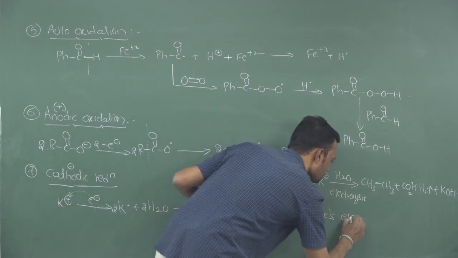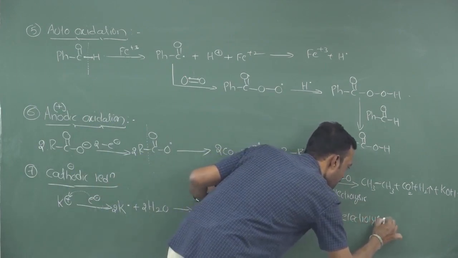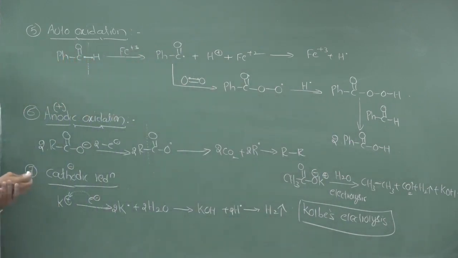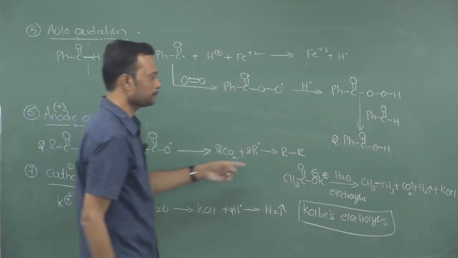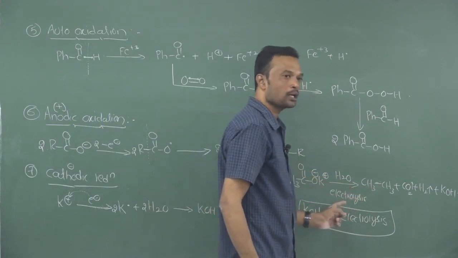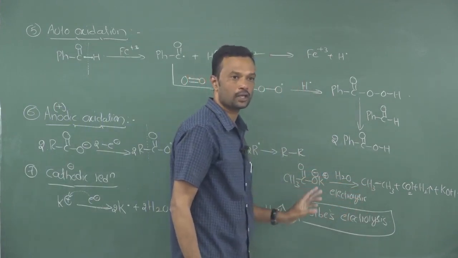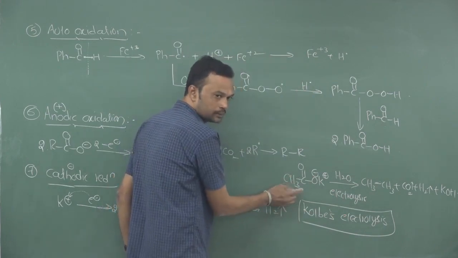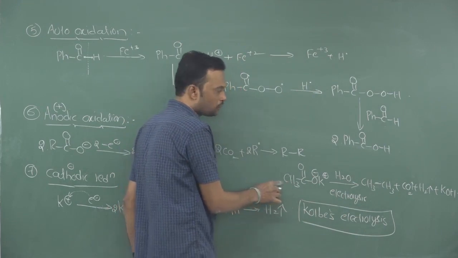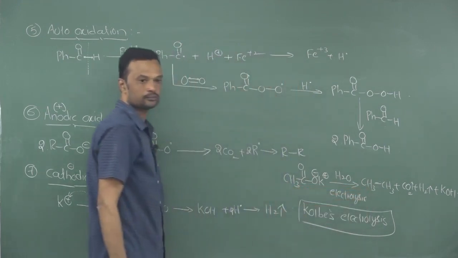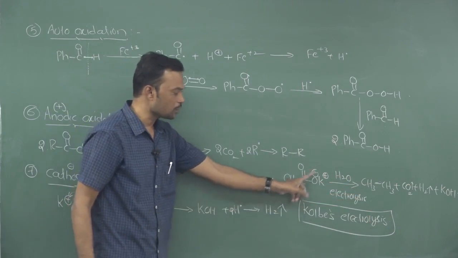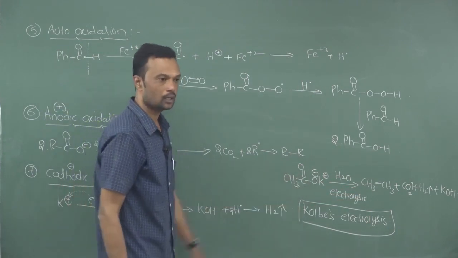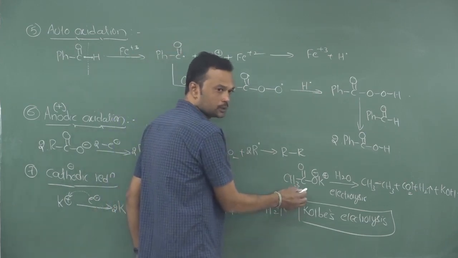Okay? Now this is an example of Kolb's electrolysis: conversion of sodium or potassium salts of carboxylates to alkane with a suitable electrolysis process, and this is a dimerization reaction. We are taking one hydrocarbon. Suppose I take ethyl here, I am taking CH3. What is the name of this salt? Potassium acetate or potassium ethanoate. Potassium acetate I am using.